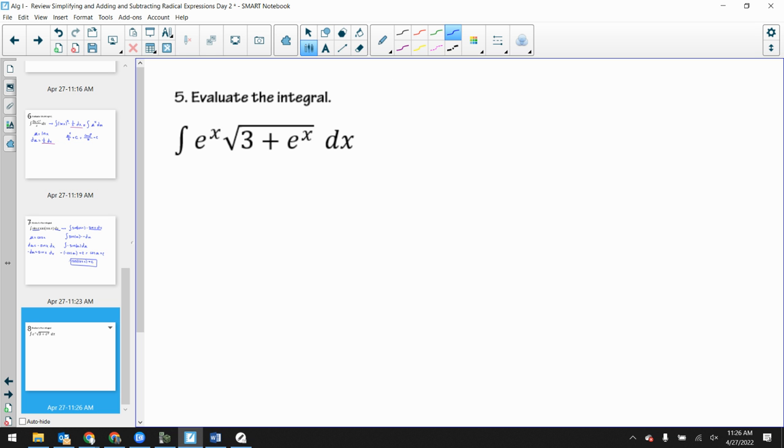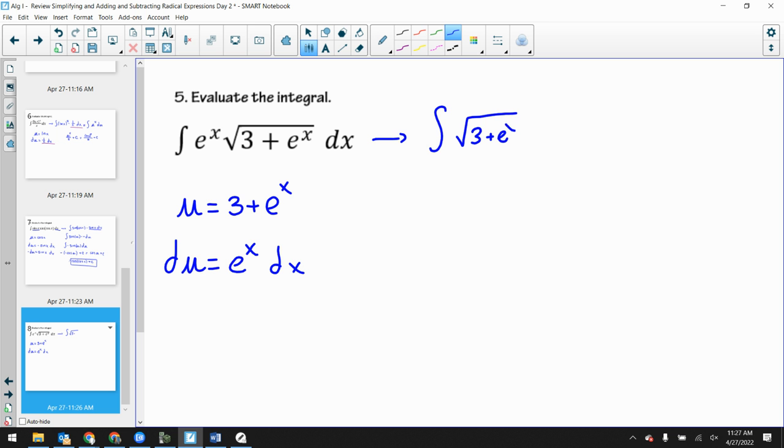Okay, so we've got, what do you think our u is going to be? 3 plus e to the x. Okay, so that means du, well, the derivative of 3 just goes away. Remember, e to the x is e to the x dx, which is good because now, take a look here. If I reorder this, this is going to be the square root of 3 plus e to the x times e to the x dx. And that's exactly what we see here.